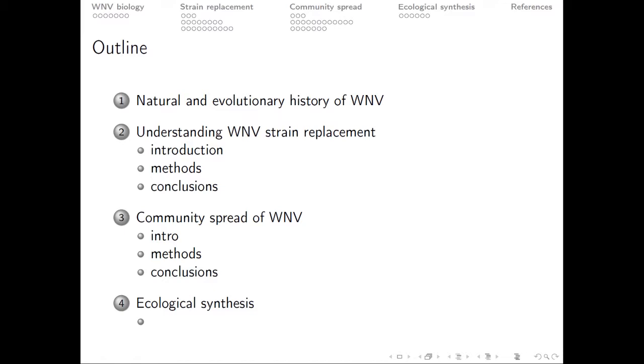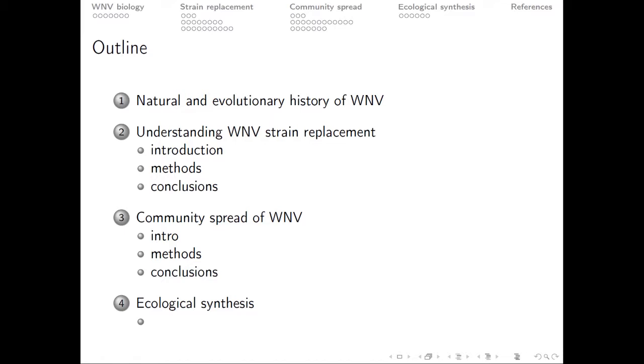So I'm going to start by telling you a little bit of a biological story about West Nile virus, which is a vector-borne disease of birds, which also spills over into mammals and particularly humans occasionally. I'm going to tell you basically two stories. One is about an ecological competition question.